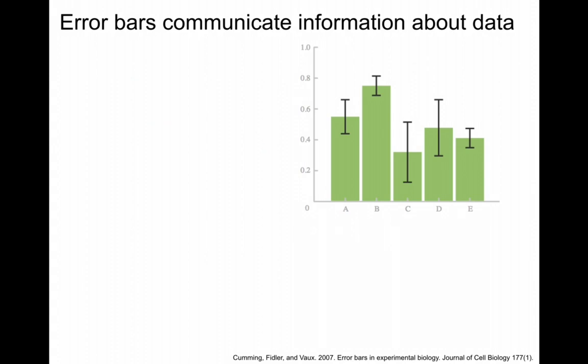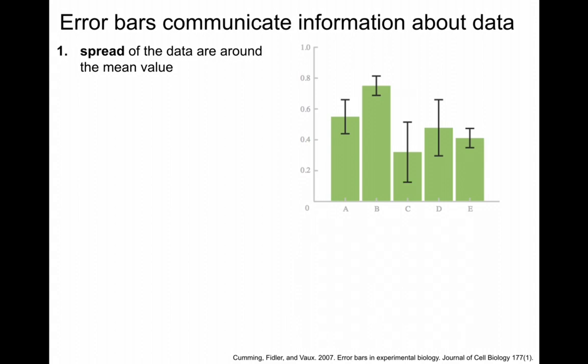So here is a figure showing a bunch of bar graphs. Each bar graph is labeled A through E, and they all show error bars. So what sorts of information do error bars communicate? Well, error bars tell you about the spread of the data around the mean.